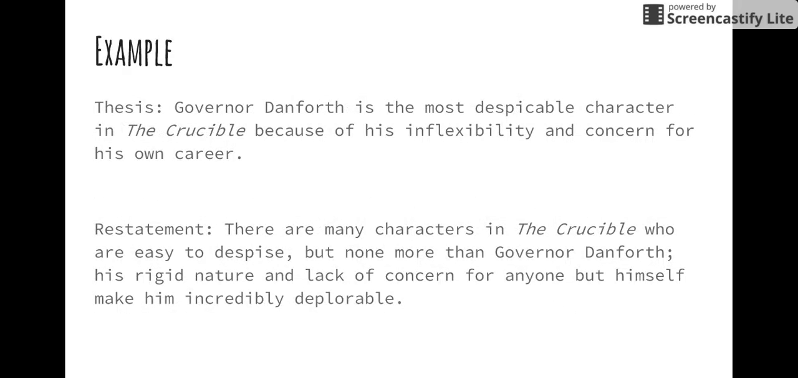Here's an example of a thesis and then the thesis restated. Governor Danforth is the most despicable character in The Crucible because of his inflexibility and concern for his own career. I took those same ideas and just put them into different words and into a different sentence format. There are many characters in The Crucible who are easy to despise, but none more than Governor Danforth. His rigid nature and lack of concern for anyone but himself make him incredibly deplorable.